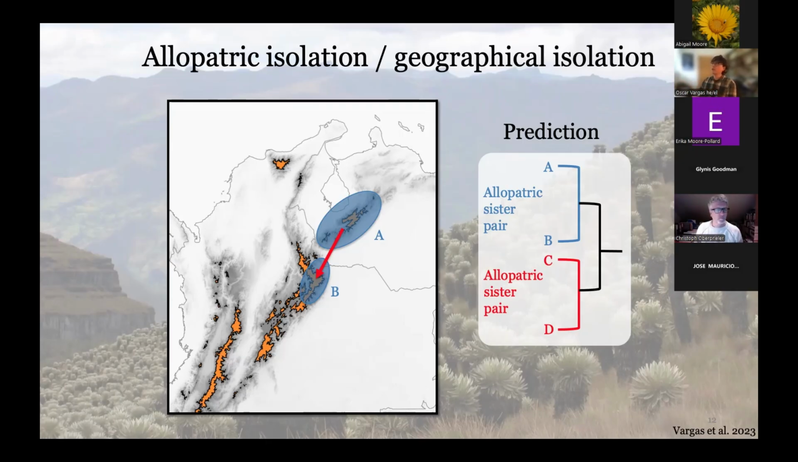So the prediction under this hypothesis is that if geographical isolation is driving speciation, at least recent speciation, we should expect sister species to be allopatric from each other, right? We should not expect sister species to be living on the same island, right?